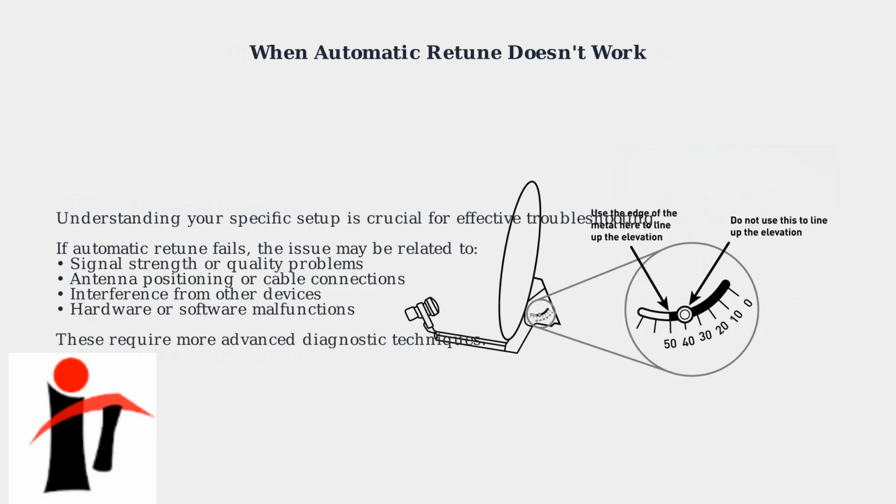If automatic retune doesn't resolve the issue, the problem may be related to signal strength, antenna positioning, interference, or hardware malfunctions. These situations require more advanced diagnostic techniques, which we'll cover in the next section. When basic retuning doesn't resolve your channel detection issues, it's time to diagnose and optimize your signal. This systematic approach will help identify the root cause of your EETV problems.